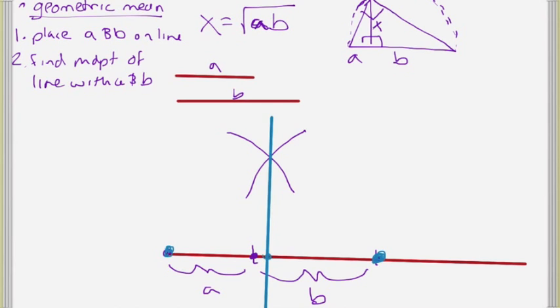So we now found a midpoint here that I'm going to label M for midpoint.